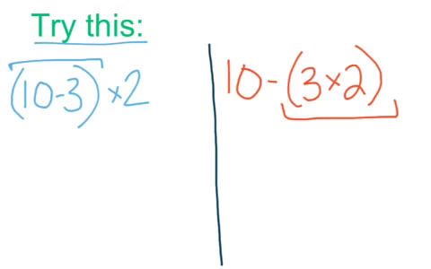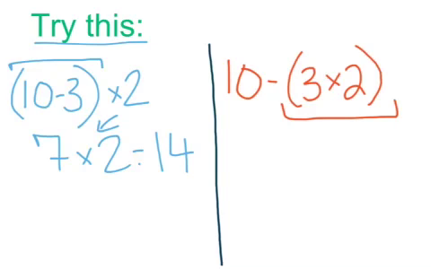So if we do the problem where 10 minus 3 is in parentheses first, that's going to get us to 7. And then we're going to bring down our times 2. Brought that down from over there. And 7 times 2 would get us to 14. So that's the answer for that one.